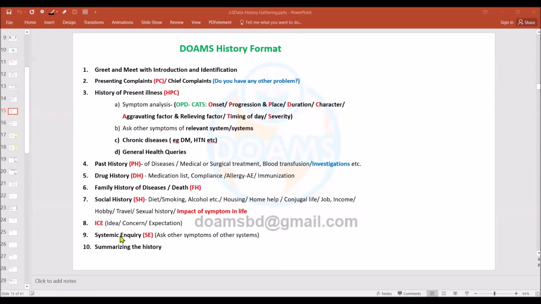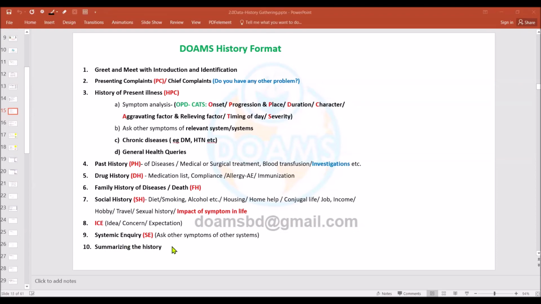And then systemic review or systemic inquiry: you ask some relevant systems there, in point B of the 3, relevant systems. So there are some other systemic inquiries, other systems. You can say these are the routine questions. But in the OSCE exam, sometimes you will not have enough time to ask routinely about other systemic symptoms. If you can manage your time, you could ask 2 or 3 symptoms from the other remaining systems. Otherwise, you can ignore it.